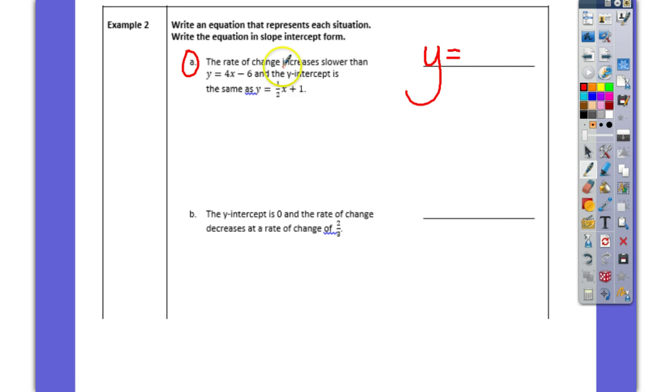The rate of change increases slower than a 4x. So it still has to be an increase, all right? It still has to be going this way. So we know this can't be what kind of a number? Can't be a negative number. It still increases, but it's slower than a 4x. What's slower than a 4x, but still we don't make it negative?